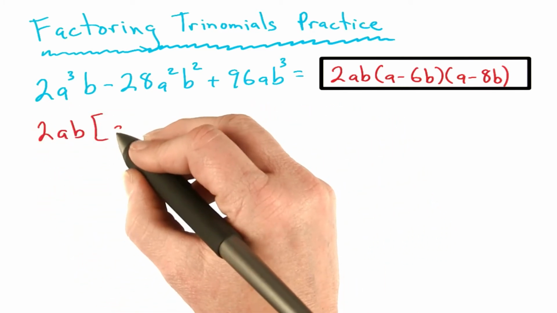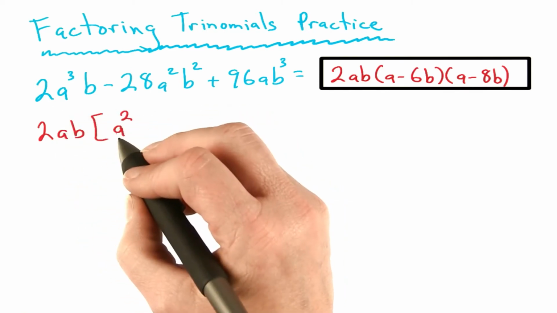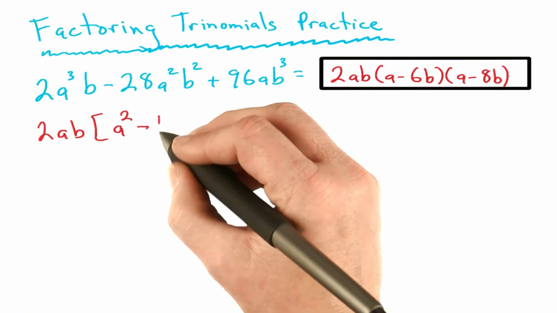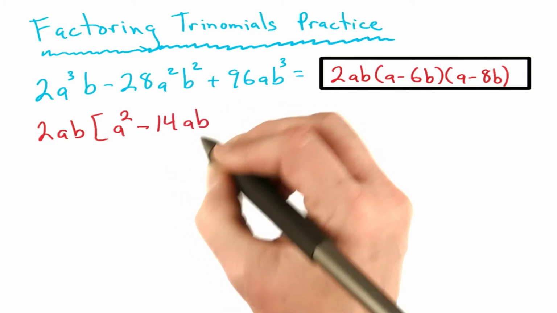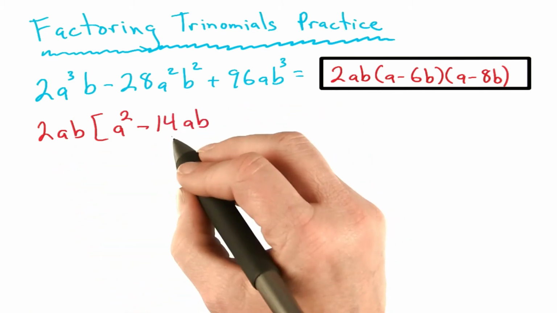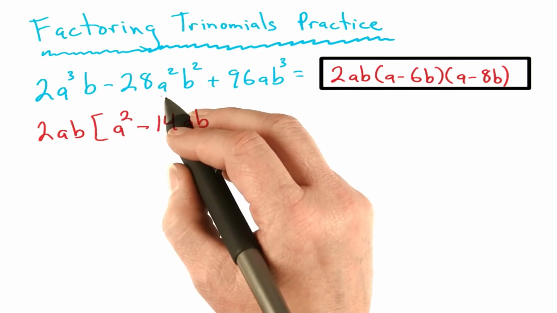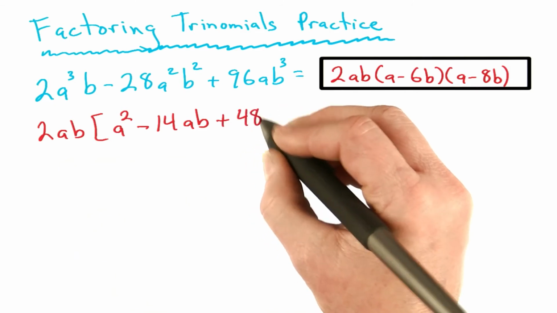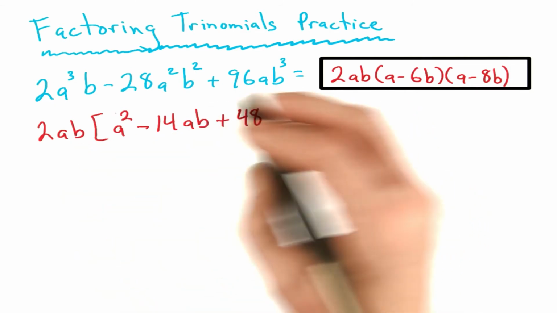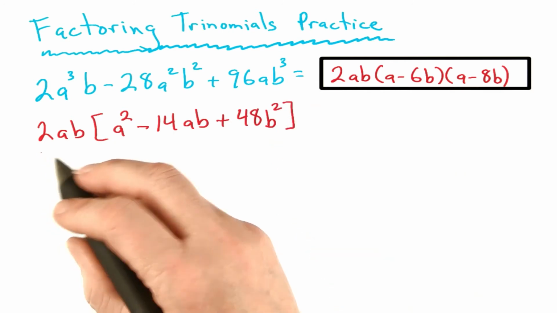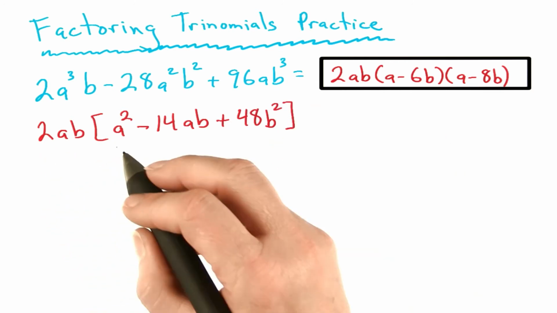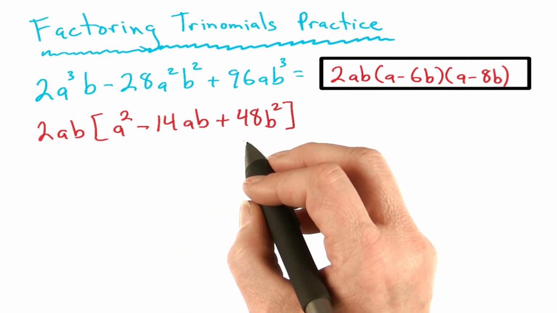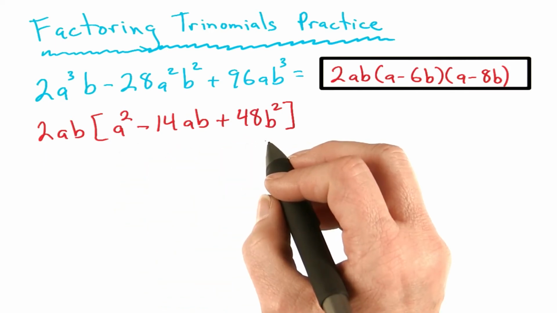2ab times a squared gives me 2a cubed b. 2ab times negative 14ab gives me negative 28a squared b squared. And 2 times 48 gives me 96a b squared. So after I factor out the GCF of 2ab, I'm left with a squared minus 14ab plus 48b squared. Now I need to factor this polynomial.